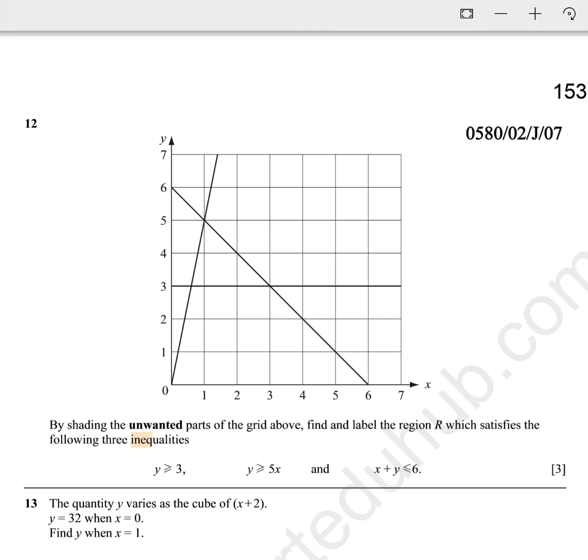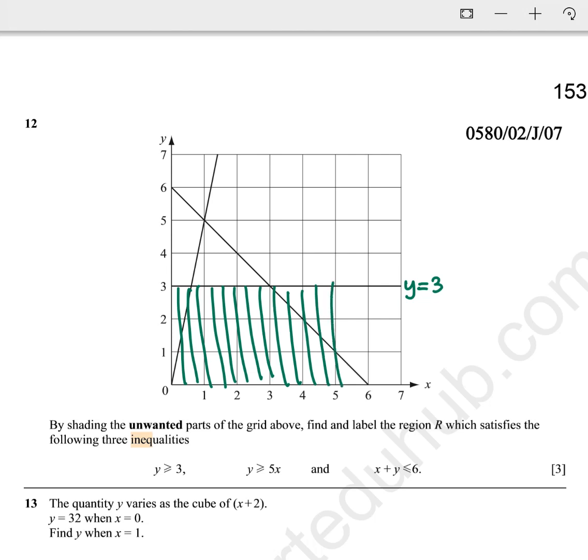So now they have given us y is greater than or equal to 3. So we are going to shade everything that is y less than 3. So first, where is y equals 3? Y equals 3 is here. So we are going to shade the opposite region because they are asking for the unwanted region. So y less than 3 is this region.